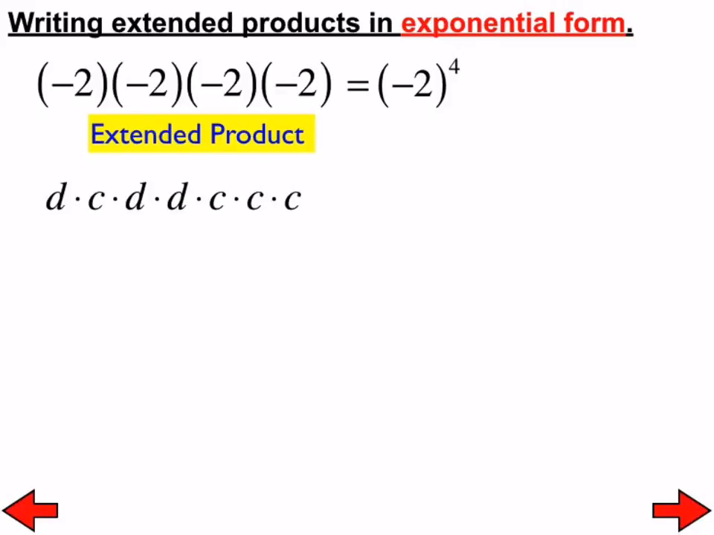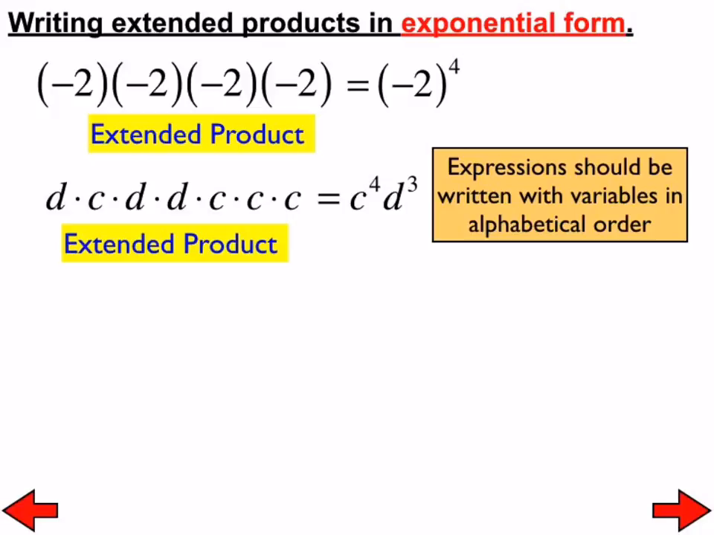Obvious. The second one there, we have blank spots I think we're supposed to be filling in right now. D times C times D times D times C times C times C. And that's the extended product. And in some respects, it's not much different than those problems we were just doing. In exponential form, that would be c to the 4th, d to the 3rd. Now, one quick point here. Expressions should be written with variables in alphabetical order if we have more than one variable.